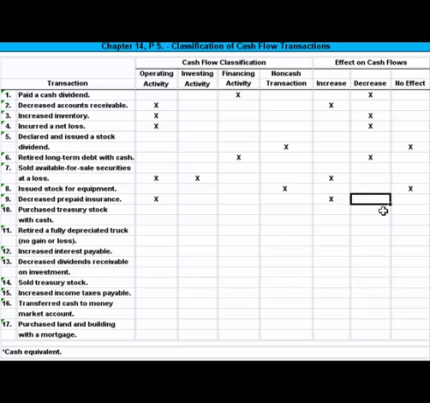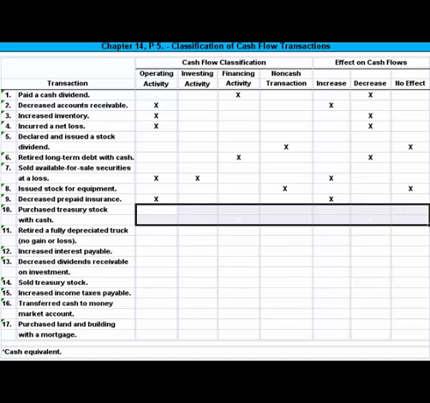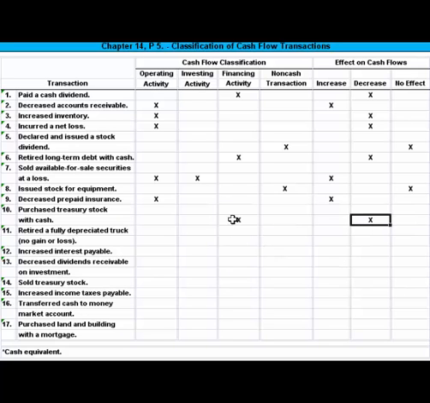I'm going to move that. That looks like an author's error, in my opinion. We purchased the treasury stock with cash. All right, treasury stock is a financing activity, right? And we used our own cash, so that represents an outflow.